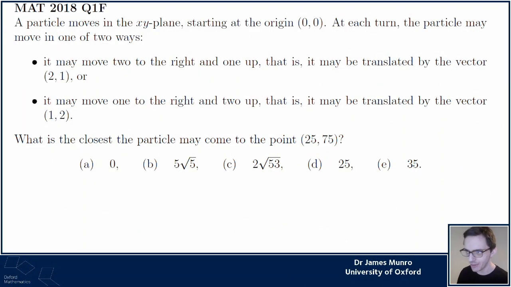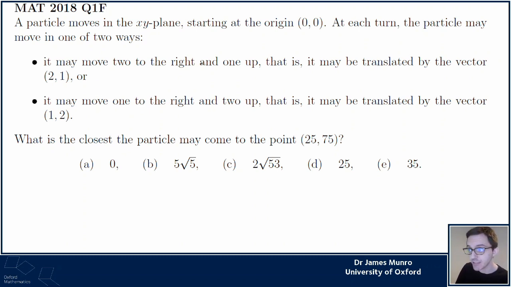(2018) question 1F. This is a question about a particle moving in the xy plane. And it's going to move taking turns. I suppose moving, here we're thinking of it starting in one position and then moving sort of discretely, like a chess piece moving on a chessboard. You take turns and the pieces move. And it's got 2 possible moves that it can make.